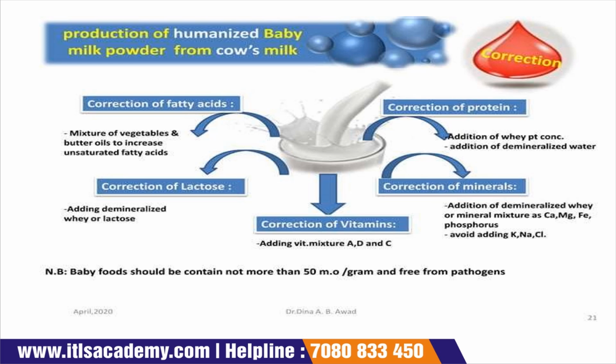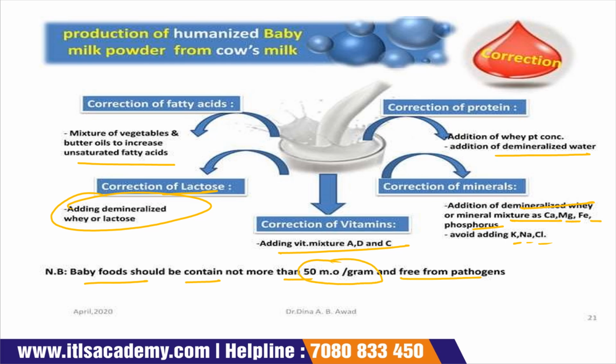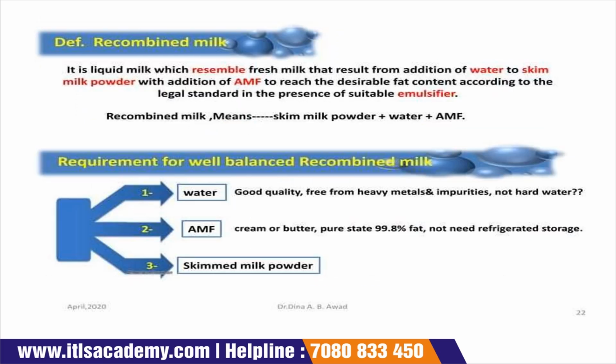Okay. Now the next is the production of homogenized baby milk from cow milk. We use a mixture of vegetable and butter oil to adjust the fatty acid profile and the correlation with lactose, adding demineralized whey protein. We have to add a mixture of vitamins A, D, and C, and also add demineralized whey or a mineral mixture of calcium, magnesium, iron, and phosphorus, and we have to avoid the addition of potassium, sodium, and chlorine. Then whey protein should be added, and demineralized water should be added. Baby food should contain not more than 50% per gram and be free from pathogens.